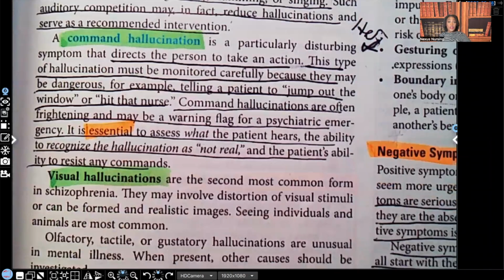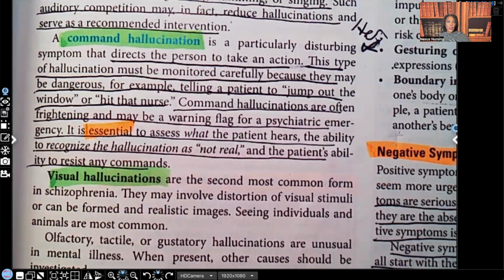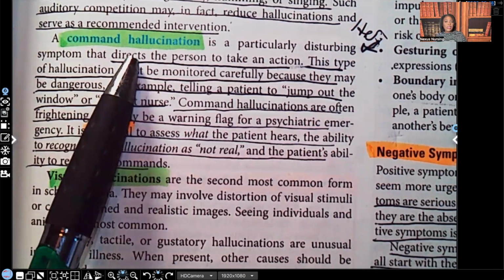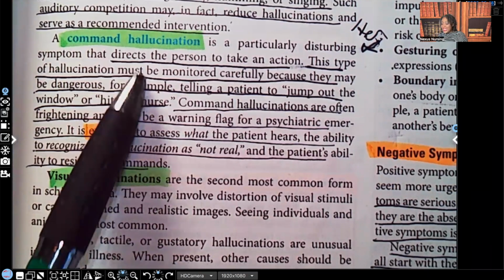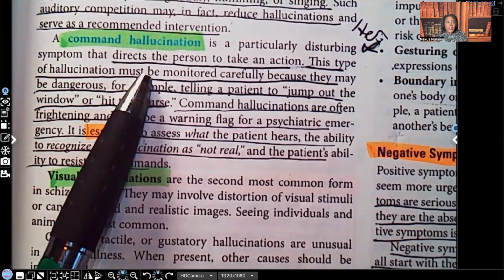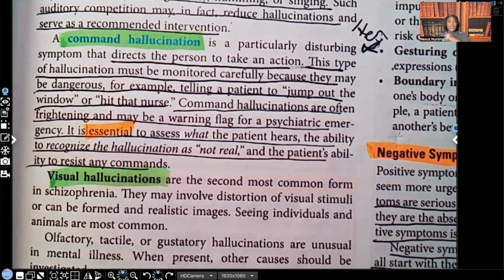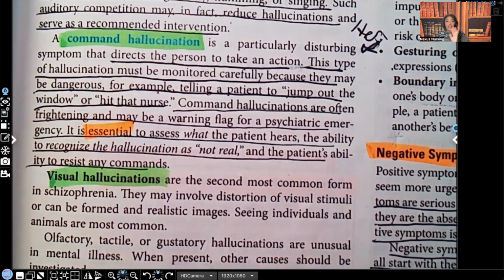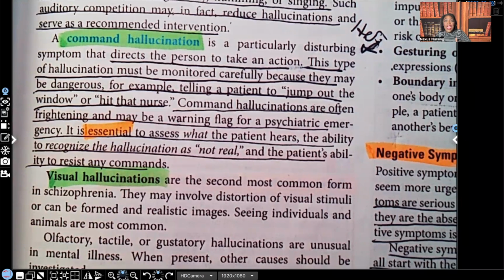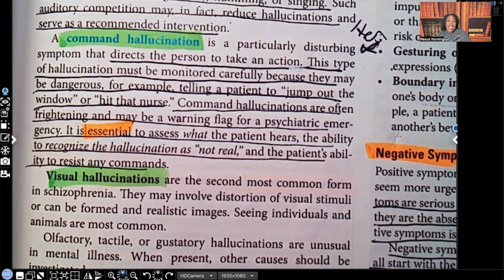Command hallucinations, very important. You guys have to know the importance of command hallucinations. This is a disturbing symptom that directs the person to take action. And when the patient has command hallucinations, they can't help it. Whatever they hear that voice telling them to do, they feel compelled to do it. So if they hear a voice telling them to punch you in the eye, they can't stop themselves. They feel compelled to punch you in the eye.